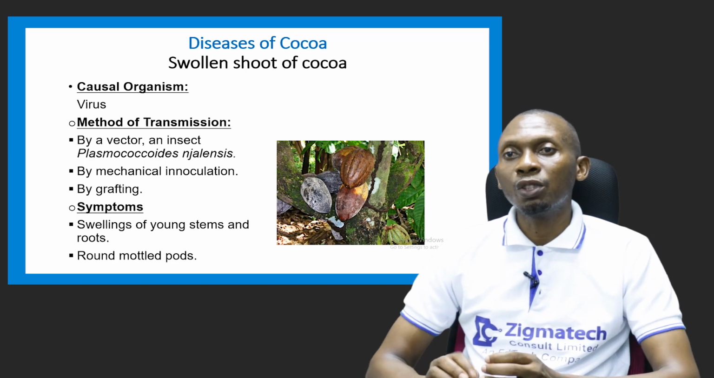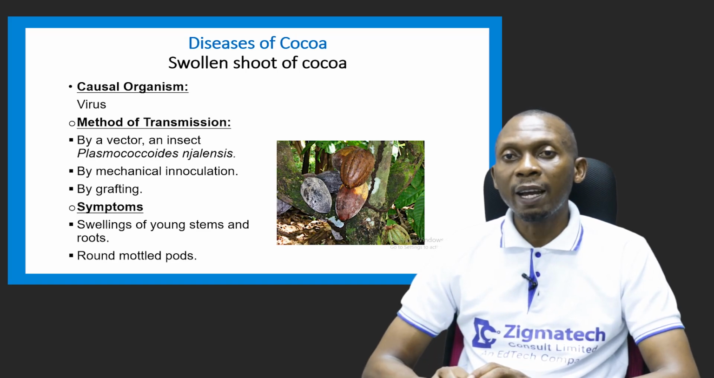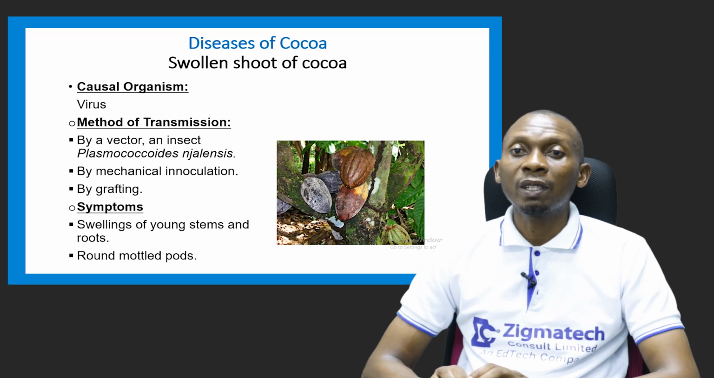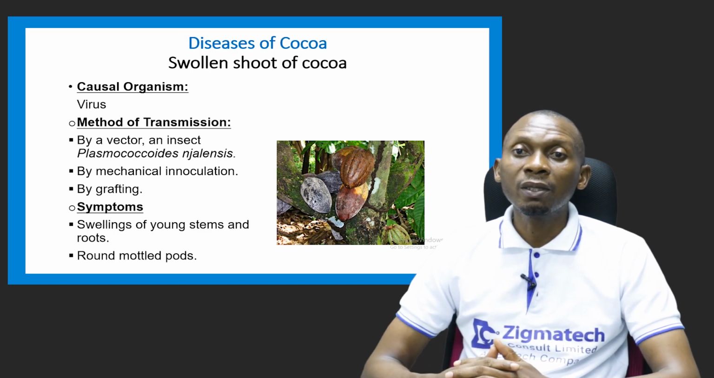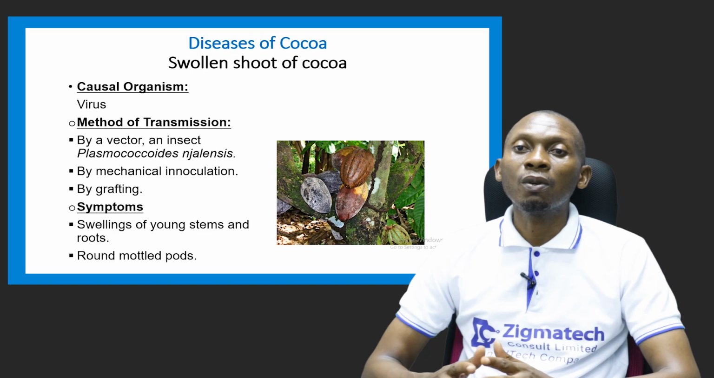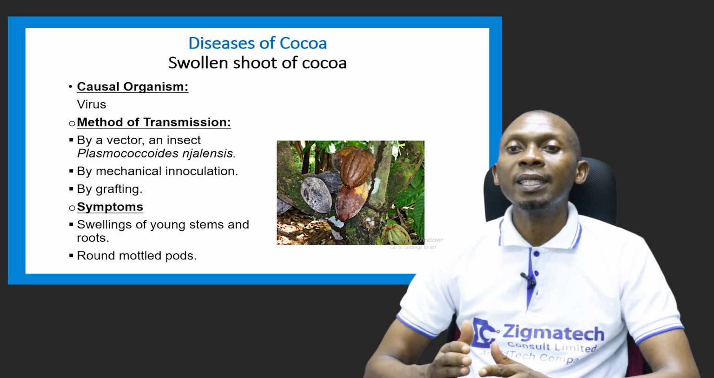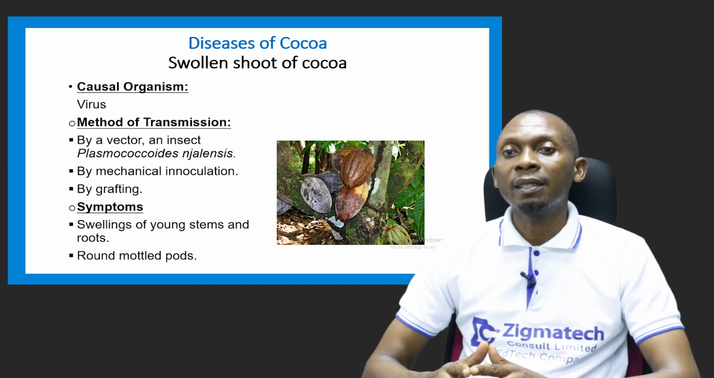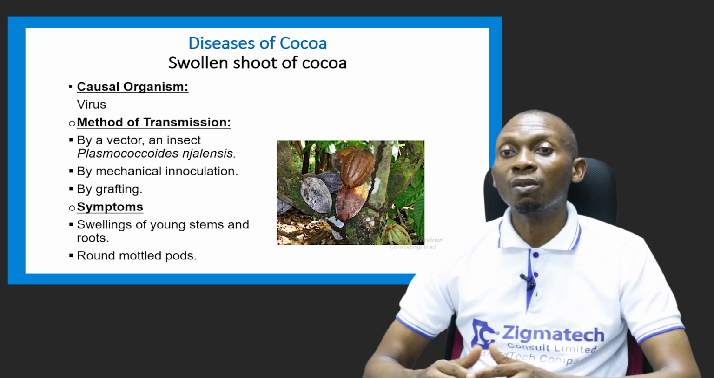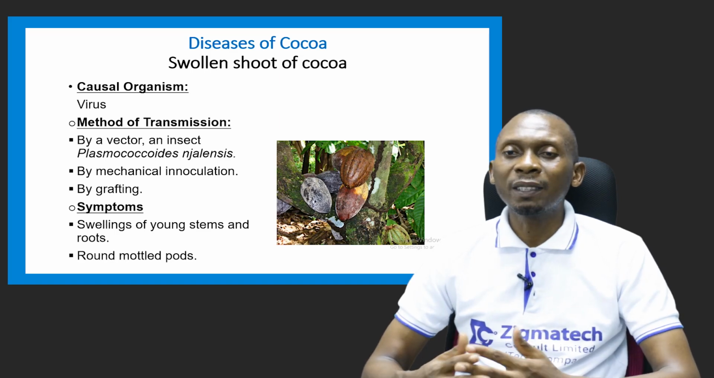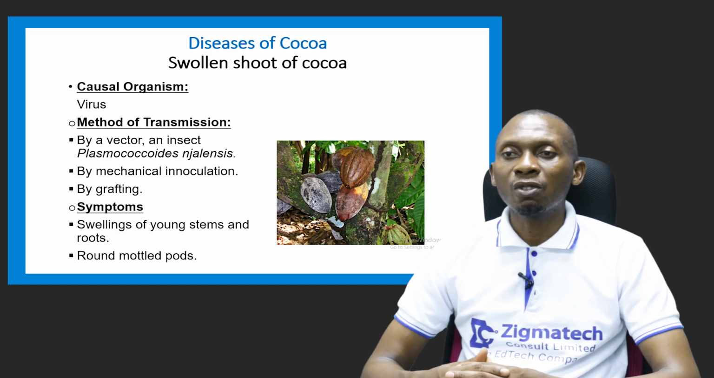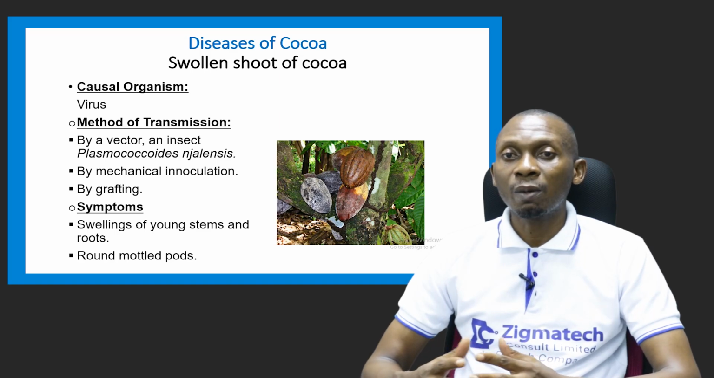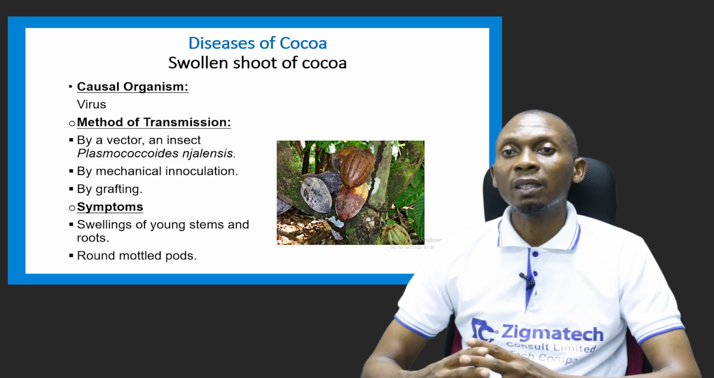So let's start with the swollen shoot of cocoa, which is caused by a virus. And remember, viruses are usually transmitted by insect vectors, and the insect here is Planococcoides njalensis. It is also transmitted by mechanical inoculation and by grafting, when you are carrying out a form of asexual propagation, which is grafting. This can also be a means through which the disease can be spread.